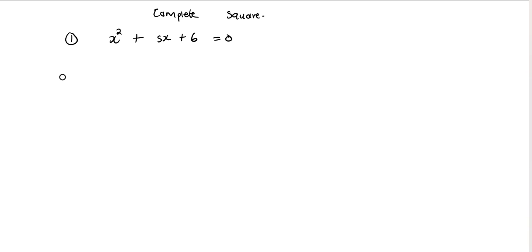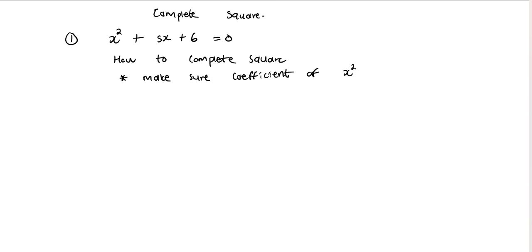So here are the steps for how to complete the square. So the first step is to make sure that the coefficient of x squared is always 1. If it is not 1, then divide by the number that it is here, so that you can get 1 as the coefficient of x squared.